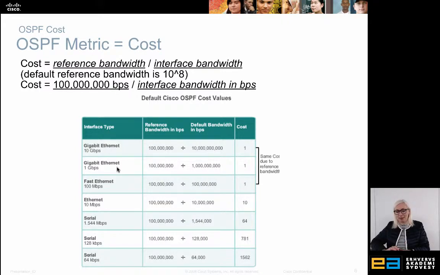And the problem here is that the reference bandwidth will not be able to see the difference between gigabit Ethernet and 10 gigabit Ethernet, because if we divide these, the cost will be 1, and also on fast Ethernet it will be 1. So it will not see the difference between fast Ethernet, gigabit Ethernet, and 10 gigabit Ethernet, which could be a problem. But then we can see 10 megabit has a cost of 10, serial has a cost of 64, and so on. And it will always, of course, choose the path with the lowest cost.